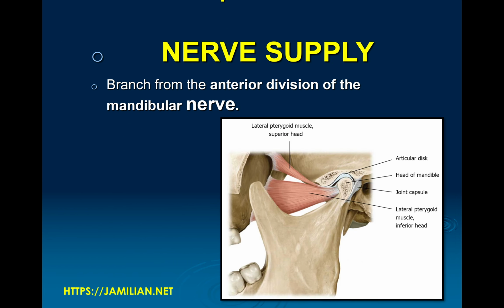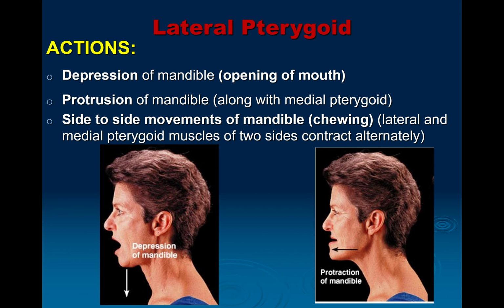Nerve supply of lateral pterygoid arises from a branch of the anterior division of the mandibular nerve. The primary function of the lateral pterygoid muscle is to pull the head of the condyle out of the mandibular fossa along the articular eminence to protrude the mandible. A concerted effort of the lateral pterygoid muscles helps in lowering the mandible and opening the jaw.